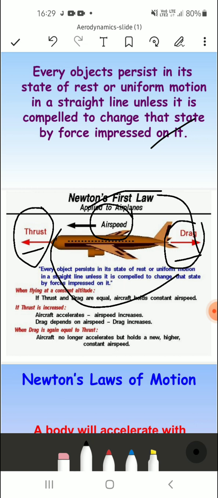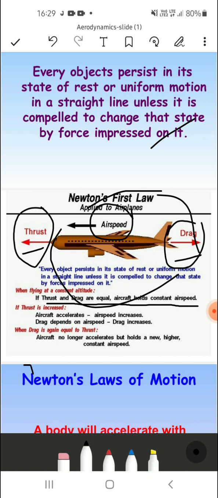Drag force is basically the force that works in unaccelerated motion. Here it is written that thrust and drag are equal, and an aircraft holds a constant air speed. Thrust force is the forward force, and drag force is the backward force. The drag force is also of many types, which we will learn later on. First we need to learn what the thrust force is and what the drag force is.